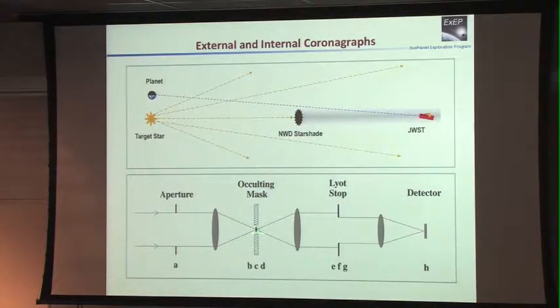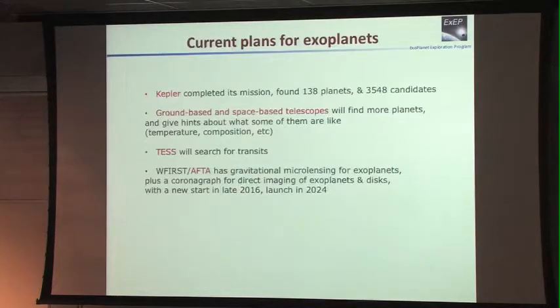So you put the star in the center, the planet's off to one side. Most of the planet light gets through, you can image it. Most of the starlight gets thrown away. So those are the two theories of coronagraphs.